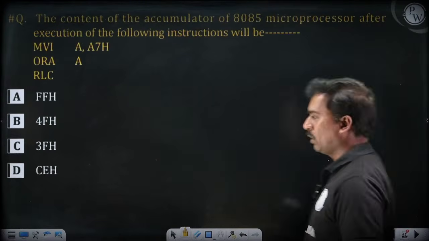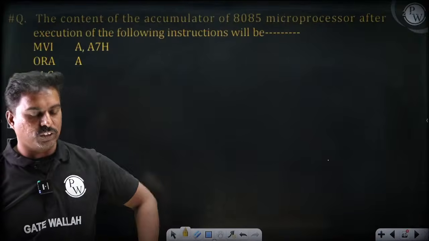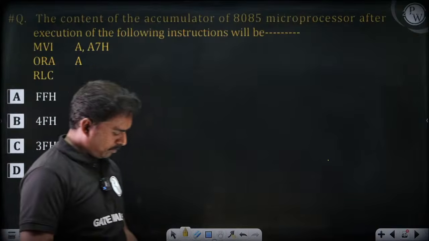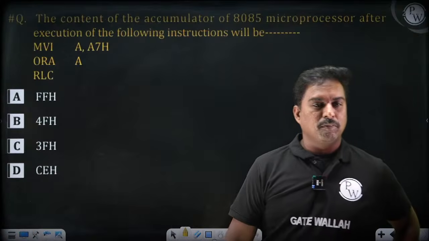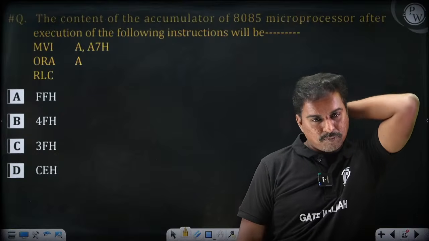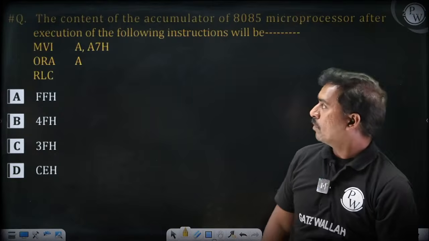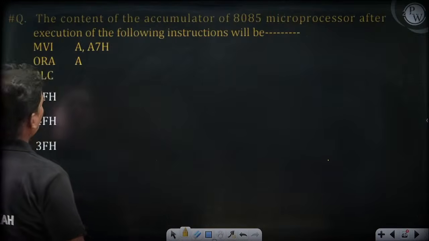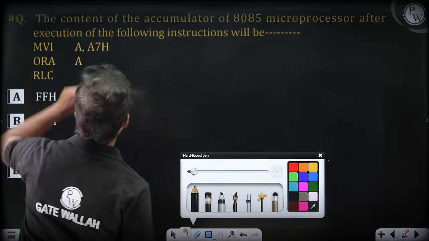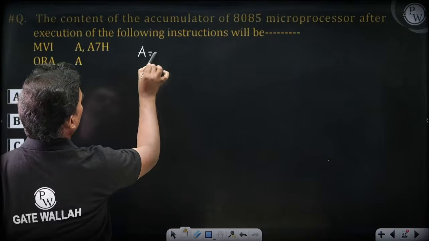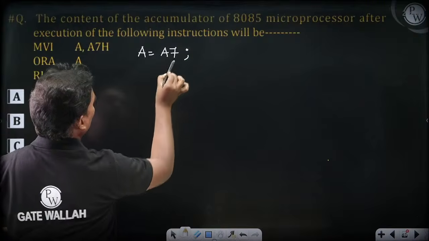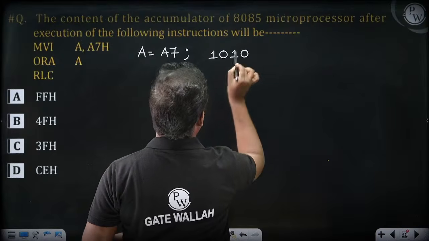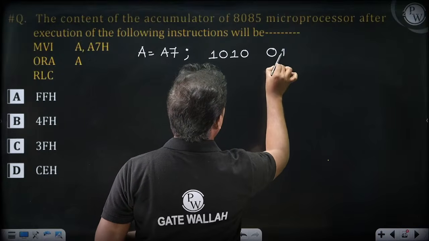Try to answer this question related to rotate instruction. The content of the accumulator of 8085 microprocessor after execution of the following instructions will be dash. Move immediate A comma A7. So first, A will become A7. A7 means what? A means 1010. 7 means 0111.